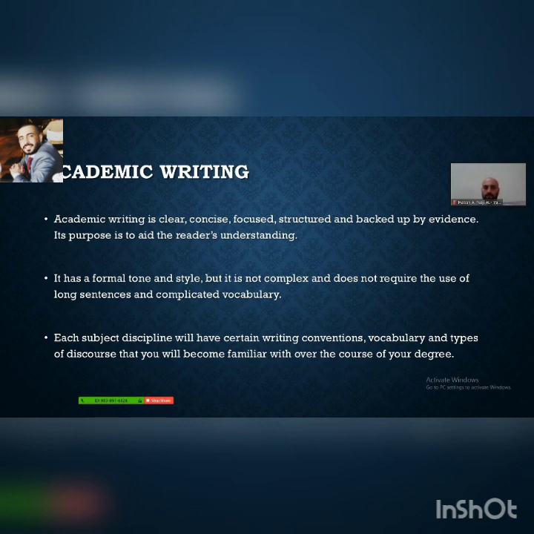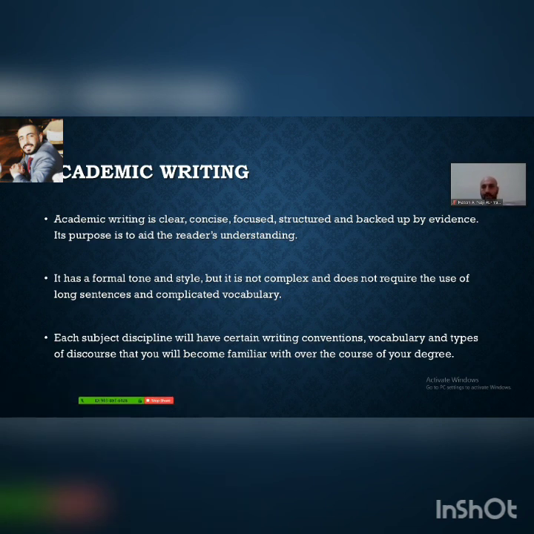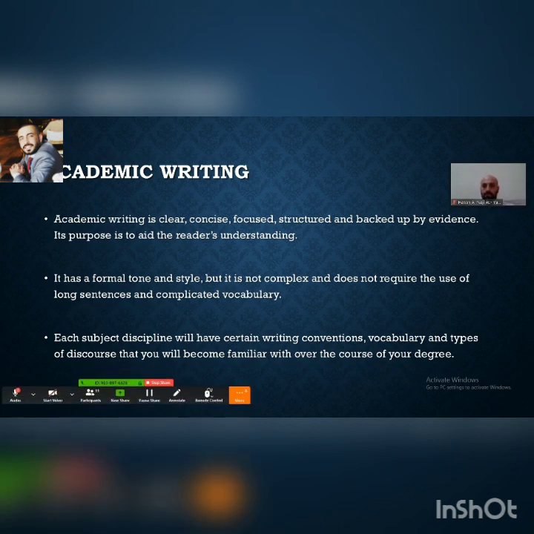So academic writing is clear, concise, with a focused structure. It needs to be focused, kind of strict, and it should be backed up and supported with logical ideas, in order to make the readers understand well.